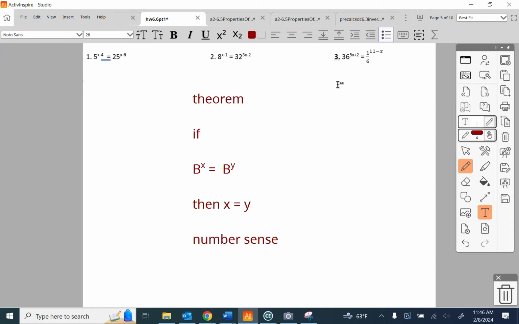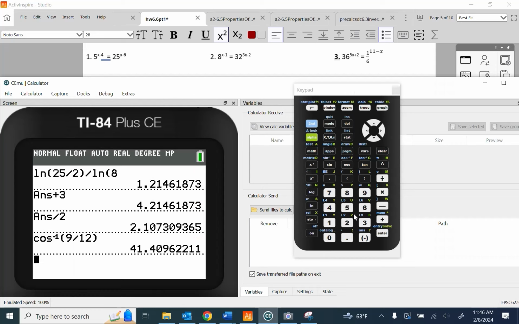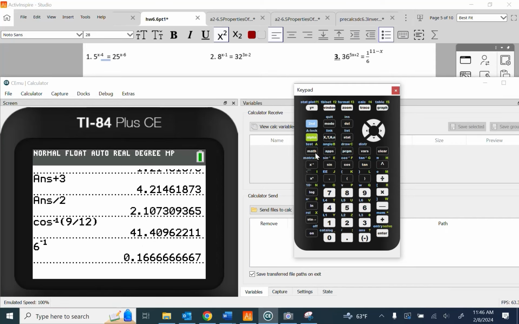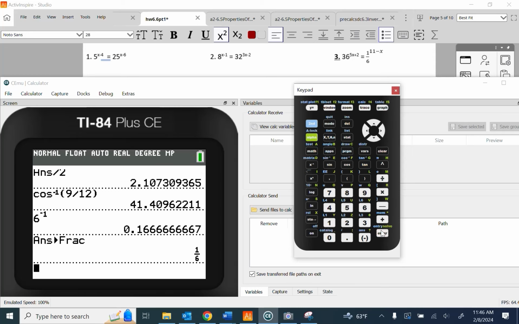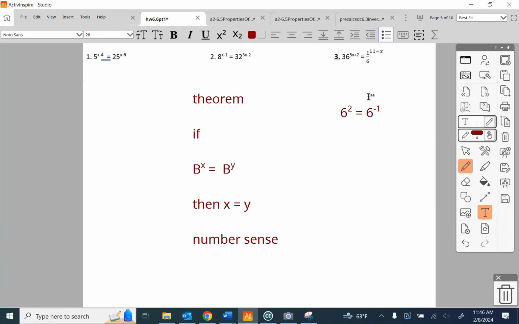Now, what you have to do is manipulate your bases. 36 can be written as 6 squared, and 1 over 6 can be written as 6 to the negative first power. I've tried to get some of y'all to do this, but go to 6, raise it to the negative 1, hit math, answer frac, 1 over 6. The issue is entirely number sense. Anyways, that particular number right here already has an 11 minus an x in the exponential space.